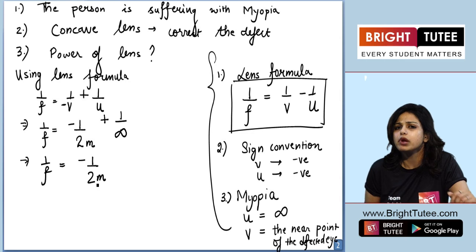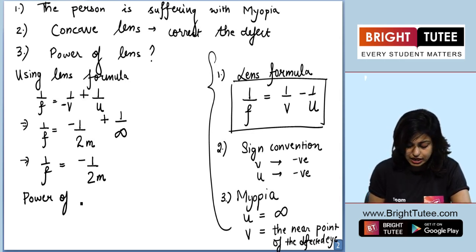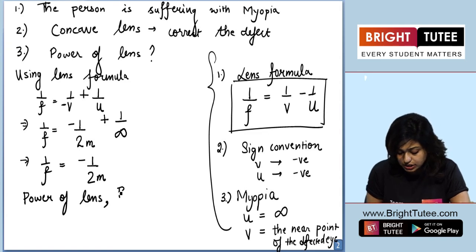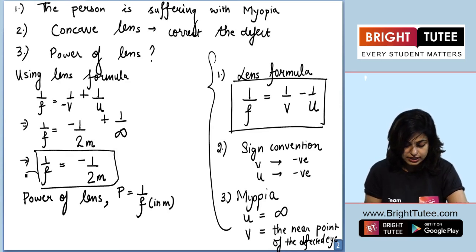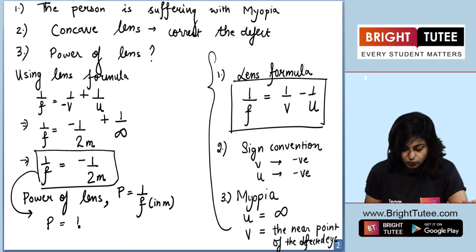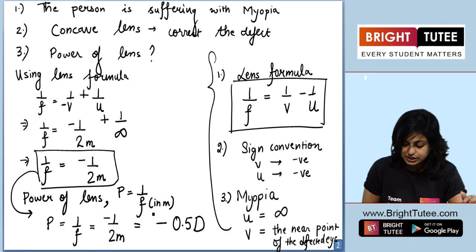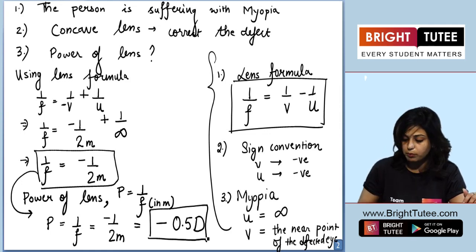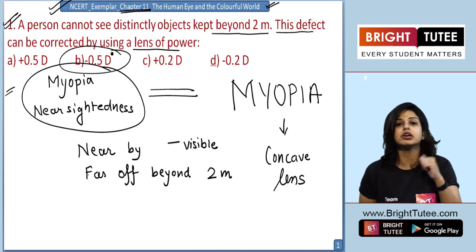Now students, what is the formula for power? Very correct. Power of a lens is given as P is equal to 1 upon f in meters, right? So I can write this equation as P is equal to 1 upon f, which is equal to minus 1 upon 2 meters, or I'll get the answer of minus 0.5 diopters. This is your answer for the problem. So if we go back, which option is correct students? B option is your correct answer.